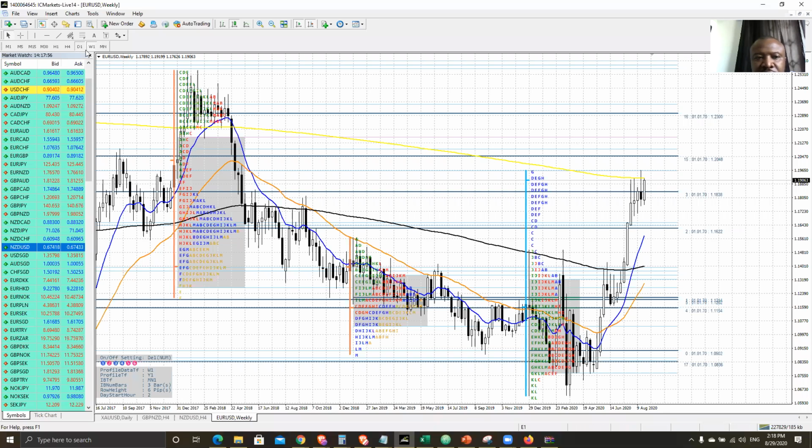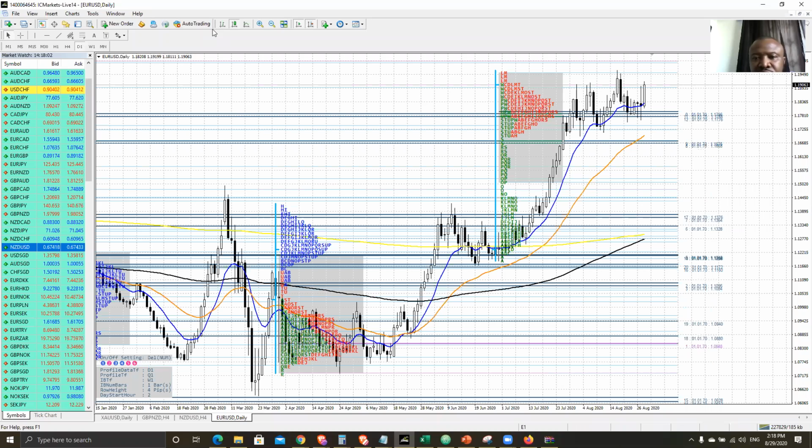Exactly. So let me quickly look at the daily profile. All right, so this daily profile is giving us a P pattern. And although it's a longer, let's see.